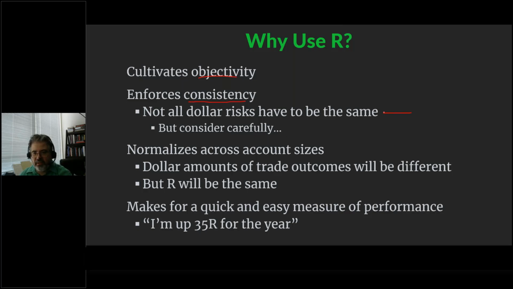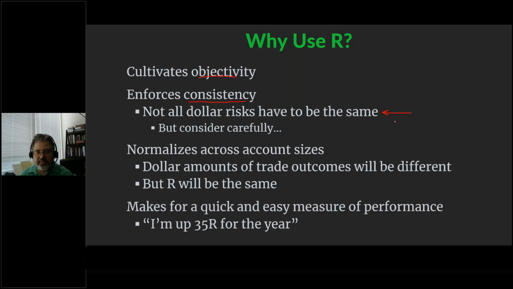It is possible. I'm advocating here for setting all of your dollar risks to be the same, but I know some people have A, B, and C trades, which is not a concept that I'm terribly excited about, because it doesn't really play out in my trading. But you could make a case that you want to risk more on certain kinds of trades. Just think about that carefully. Make sure the assumptions that you're baking into this are correct.